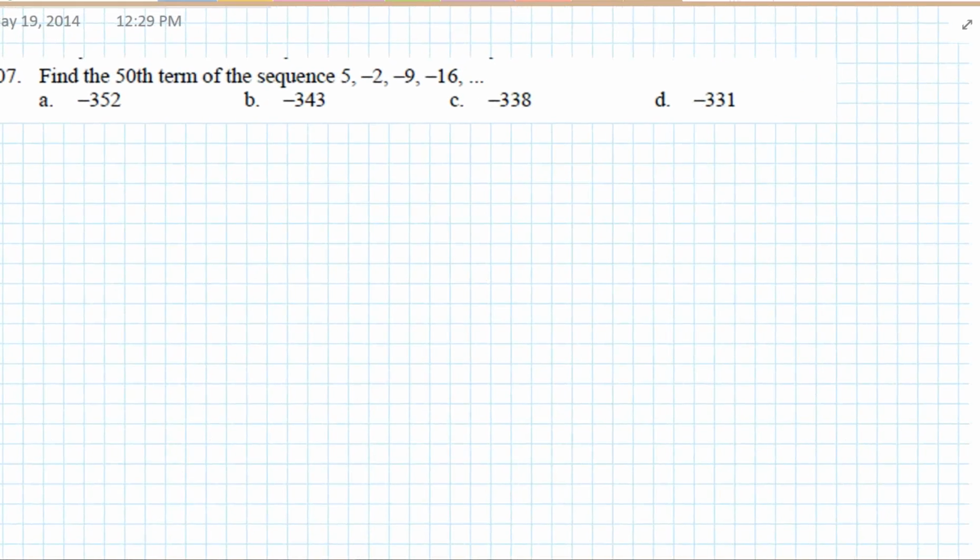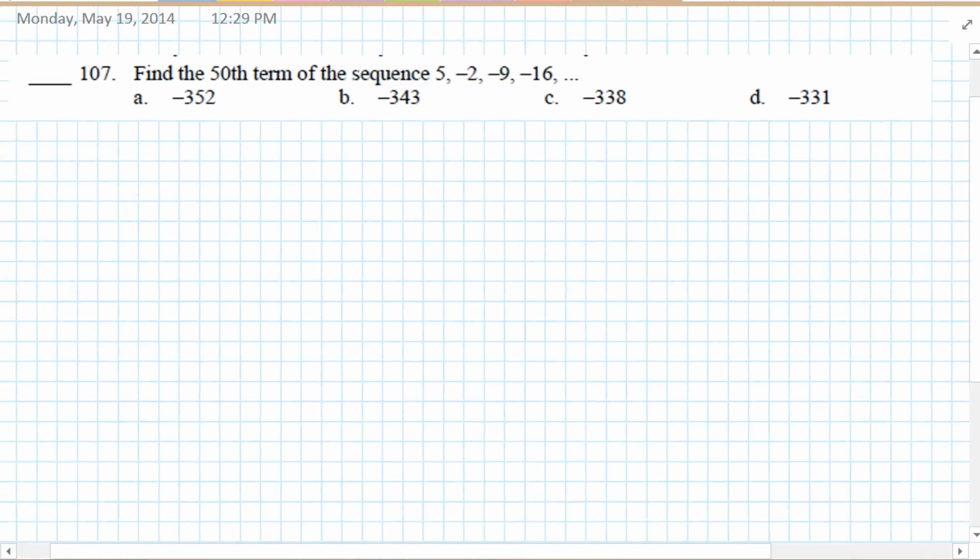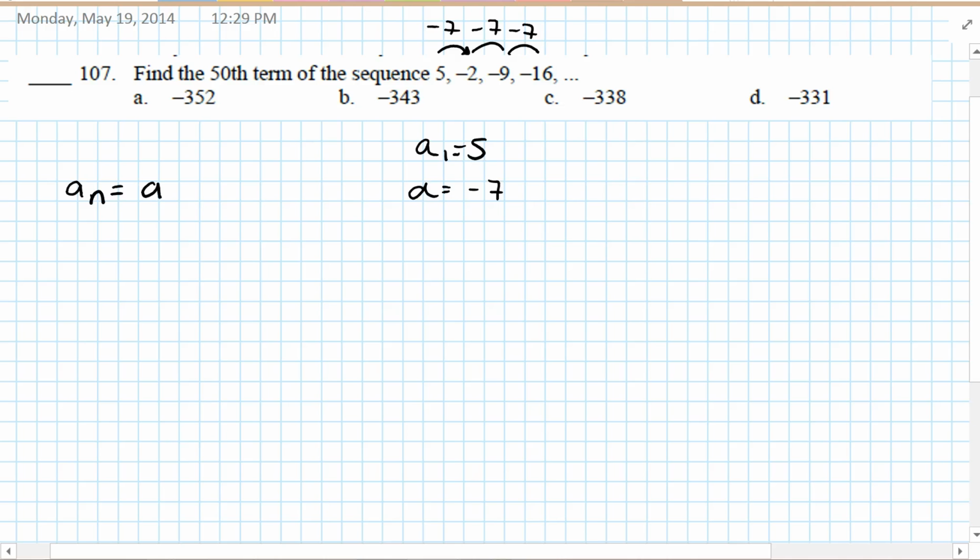107. Find the 50th term of this sequence. Okay, just like the previous problem, we've got to find out if it's arithmetic first. And we can find a common difference of -7, -7, -7. So it's arithmetic. So our first term, A of 1, is 5. Our common difference is -7. Our explicit formula, if you remember, is A of n equals A1 plus D times n minus 1.